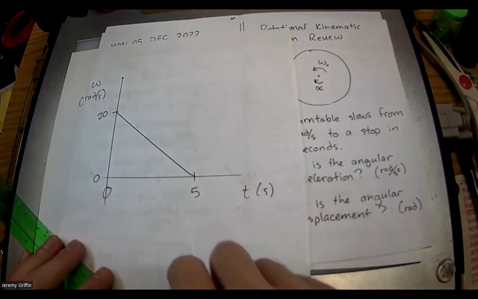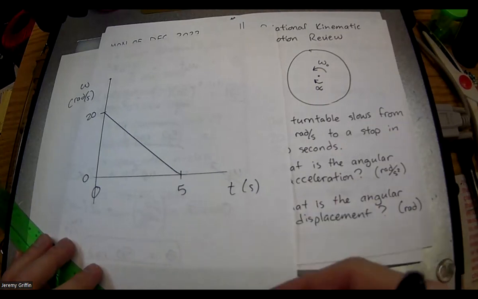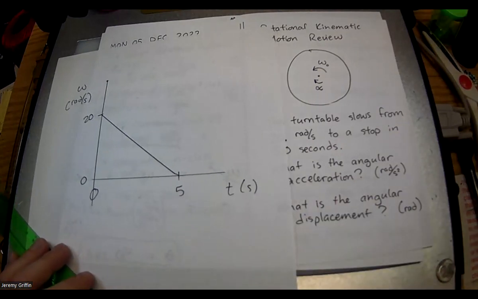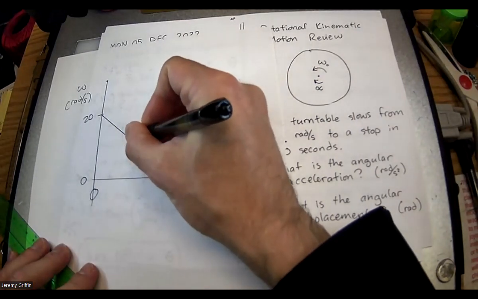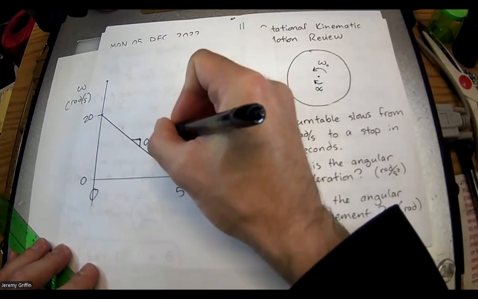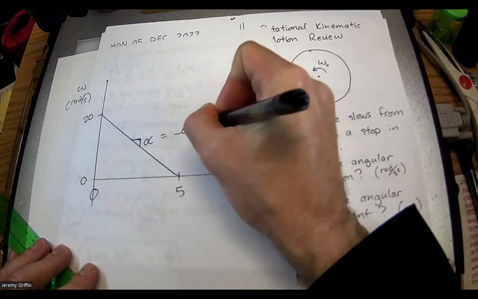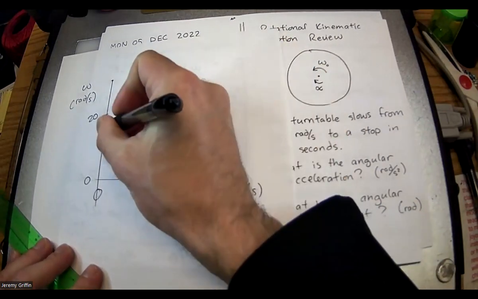You guys, what property of that graph would also tell you how far it rotated? The area. Yeah. So the slope does tell you something. The slope tells you angular acceleration, right? Which is your -4 radians per second squared that you guys figured out. Okay. But how about the area?